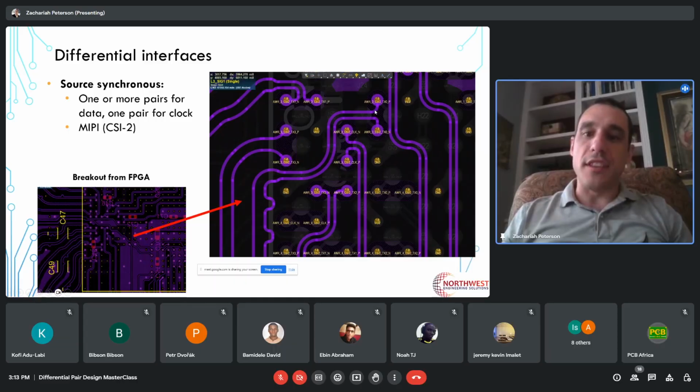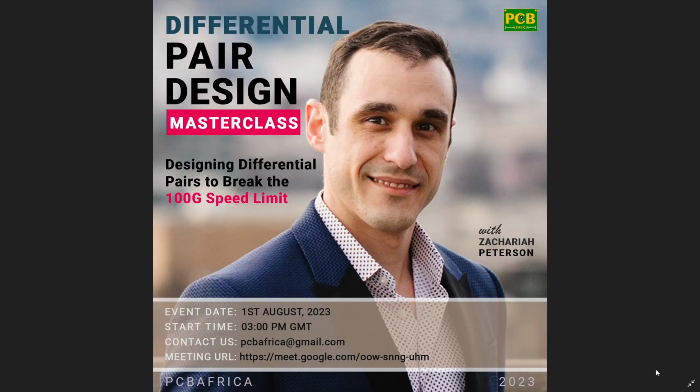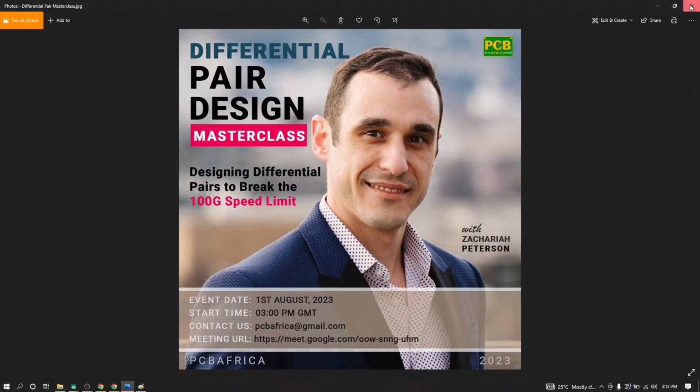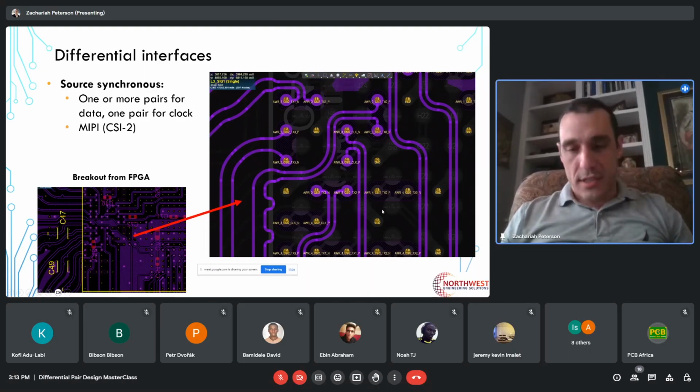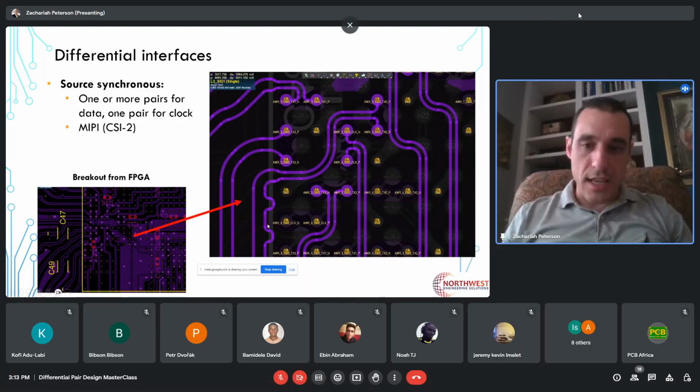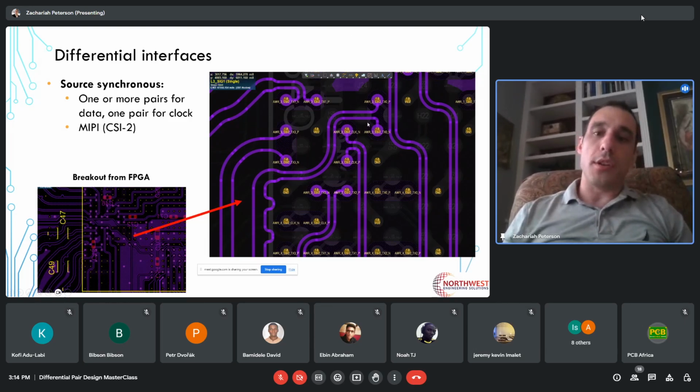And then you have these other lanes that also transmit data. So you have these 4 lanes in a single CSI interface. So together you have length tuning, as you can see here, within a single differential pair. But then you also have to maintain timing across all of the pairs.